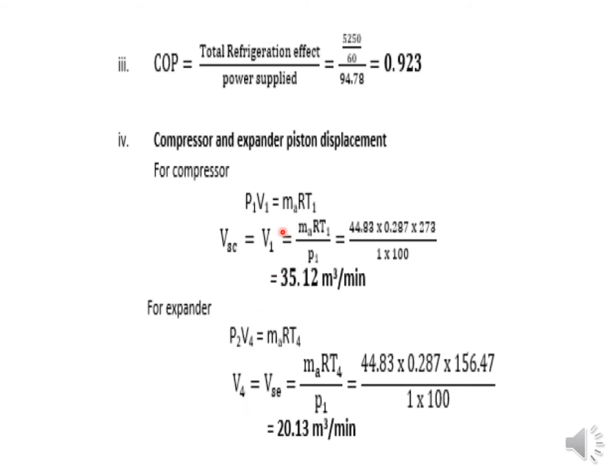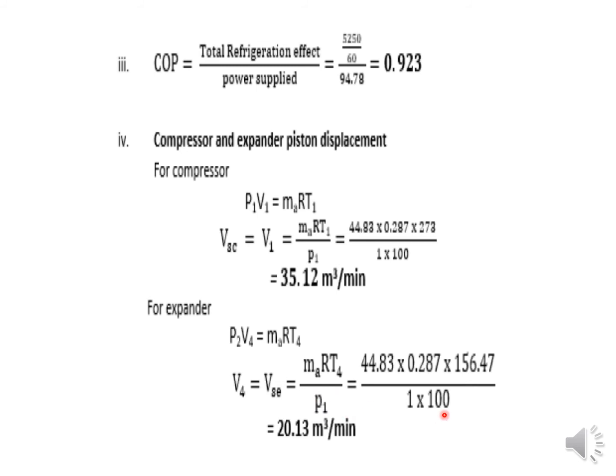How to get V1 and V4? In the compressor, P1 V1 is equal to M_A R T1. So V1 is equal to M_A R T1 divided by P1. All the values are known to you. Expander: here also M_A R T4 by P1, because P1 is equal to P4, I can write. P2 I can write here, but it is also equal to P1.